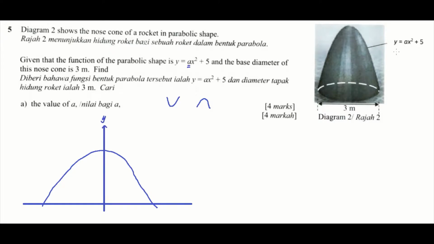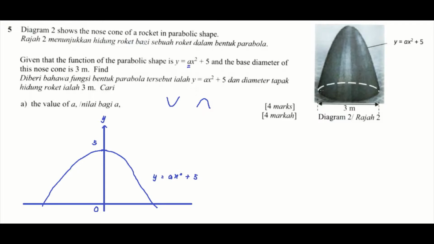Okay, so it's given that this function is y equals ax squared plus 5. So if you know how to read it, then you should know that the y-intercept is at 5, or the other way is when you substitute 0 for x, you should be able to get y equals 5. So that will give you that the intercept at this point is going to be 5. Okay, then obviously this is the origin.